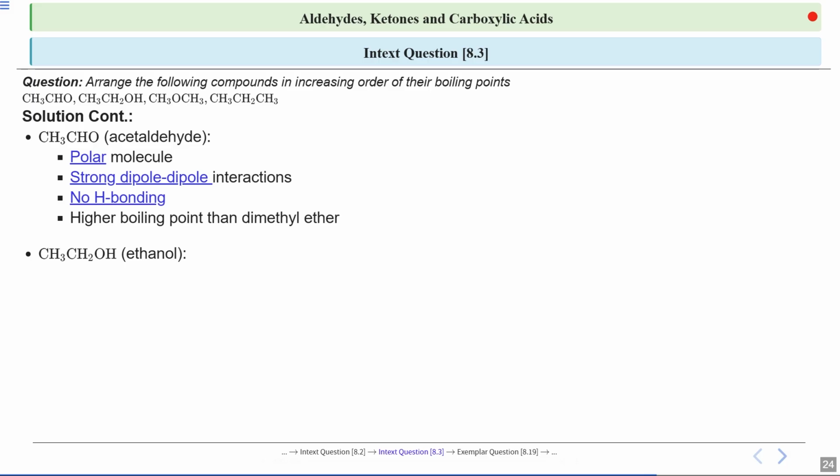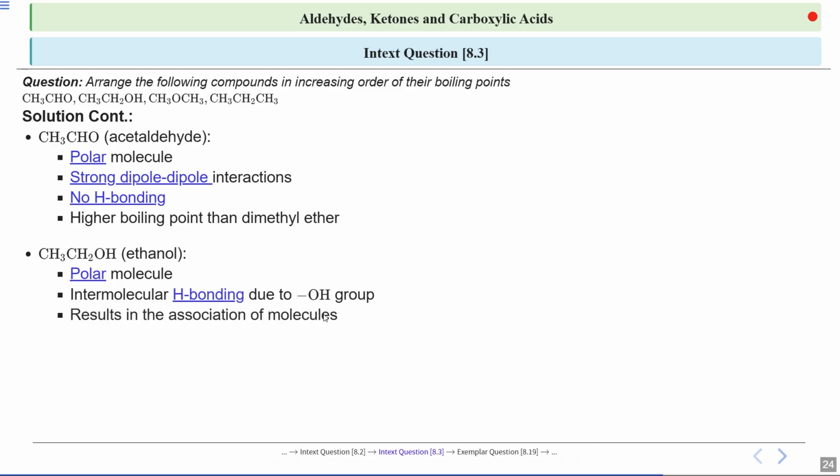Now we will see another molecule, which is an alcohol, ethanol. We know that ethanol is a polar molecule. Ethanol forms extensive hydrogen bonds because of the presence of the OH group, which has a much stronger force than dipole-dipole interactions. This hydrogen bonding results in the association of the molecules. Because of the strong hydrogen interactions among the molecules, ethanol has the highest boiling point among the given compounds. So ethanol will be placed first.